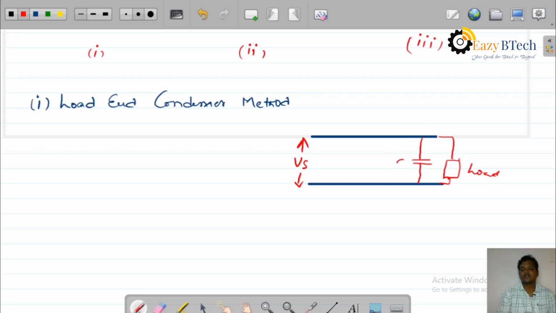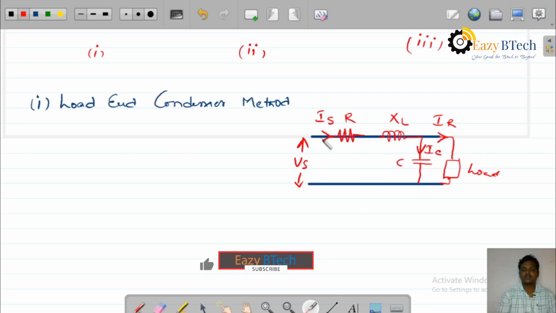And the resistance, and this is the inductance, or XL. The current flowing through the load or receiving end is IR. The current flowing through the capacitance is IC. The current flowing through the transmission line is IS. Up to this point it is IS. Then it is divided into IC and IR.